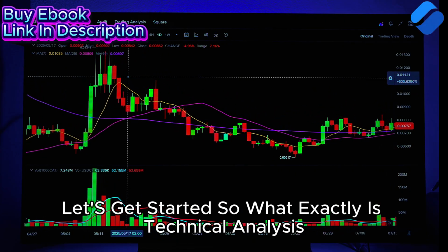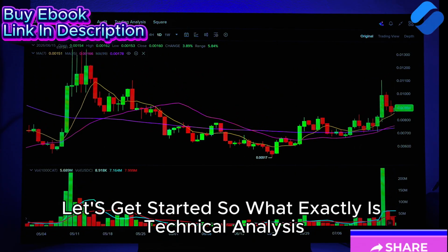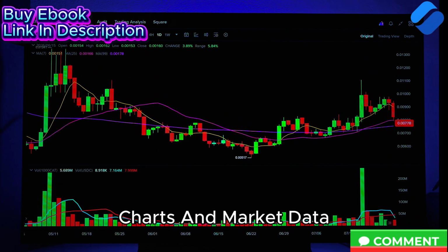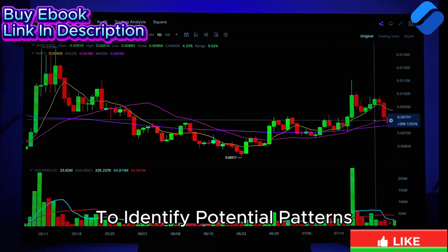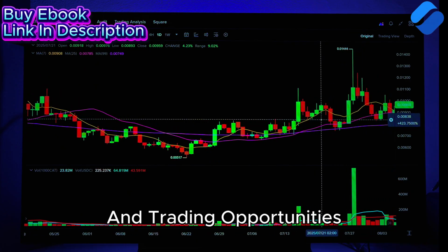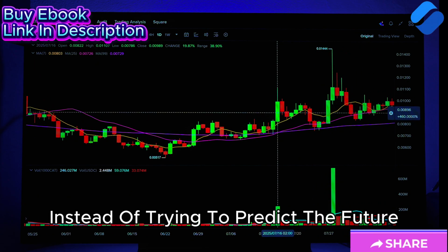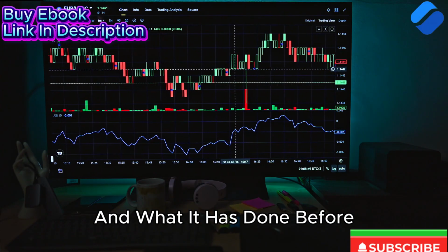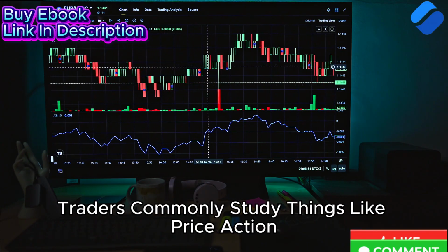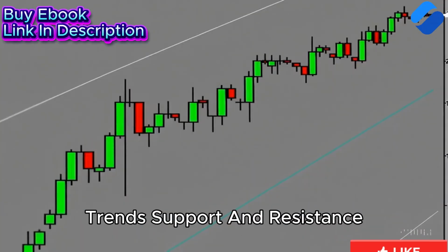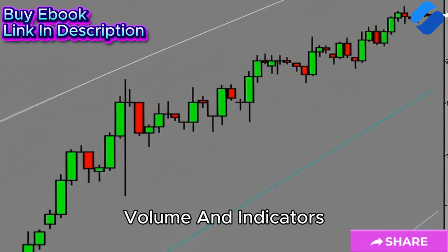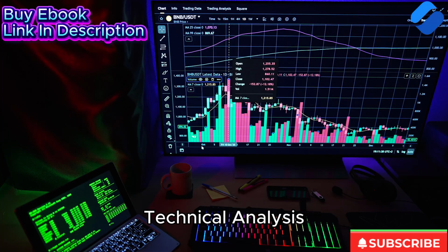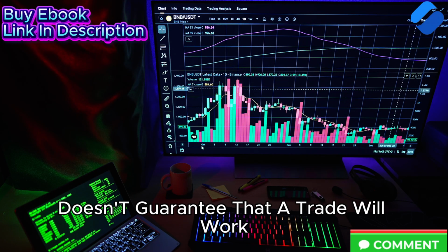Let's get started. So, what exactly is technical analysis? Technical analysis is the process of studying price charts and market data to identify potential patterns and trading opportunities. Instead of trying to predict the future, you're looking at what the market is doing right now and what it has done before. Traders commonly study things like price action, trends, support and resistance, volume, and indicators. The important thing to understand is this: technical analysis doesn't guarantee that a trade will work.